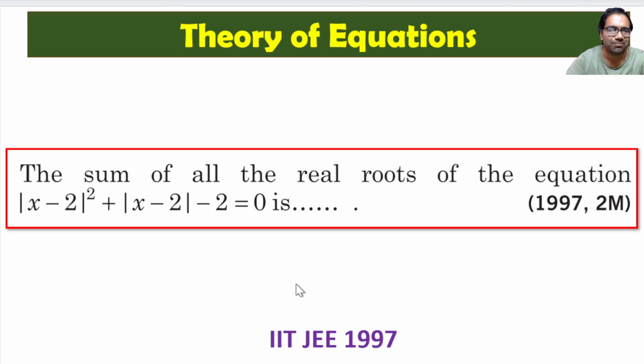Right, guys? Simple problem. Just that when there is an absolute function, we need to see what is inside the absolute function. If it is greater than 0, we will keep it as is. If it is less than 0, we will do minus of this one, whatever is there between the absolute function.